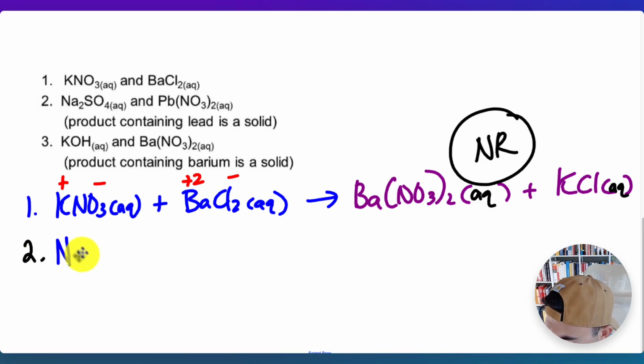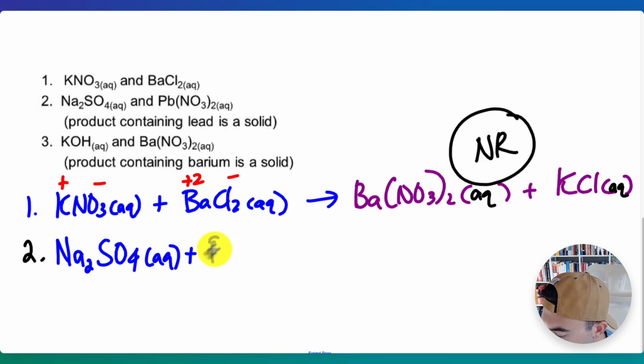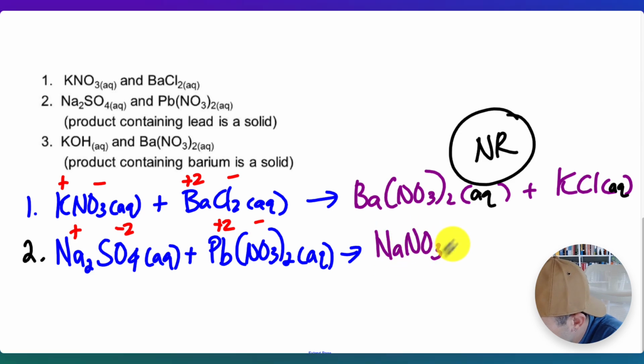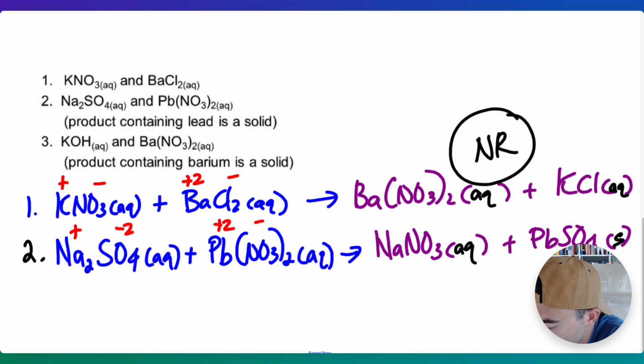Number 2, we have sodium sulfate and lead 2 nitrate. +1 -2, +2 -1. So we're going to get sodium nitrate and lead 2 sulfate. Sodium nitrate's aqueous, the lead 2 sulfate is solid, so that's the precipitate. We're going to balance the equation, put a 2 there.